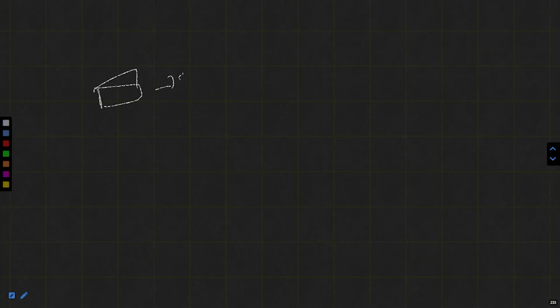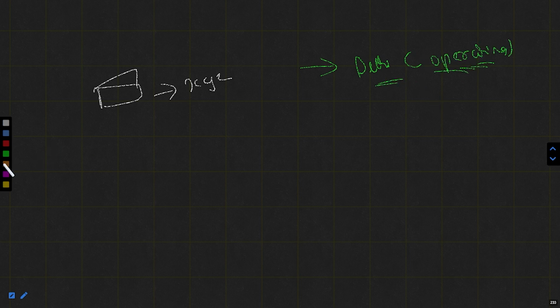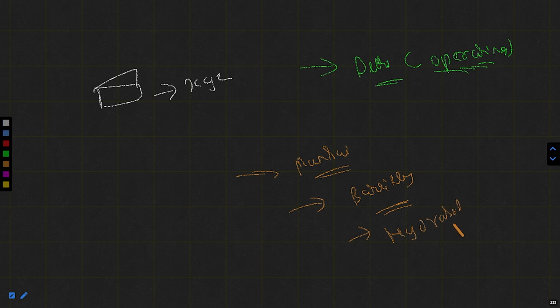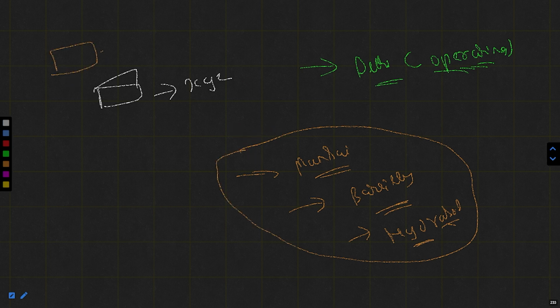Suppose this is the foreign bank called XYZ. This bank is now operating in Delhi, but they are planning to establish their offices in Mumbai, in Bareilly, in Hyderabad, and other places. If they are willing to open their office there, then first of all, they have to submit the request to the Reserve Bank of India.